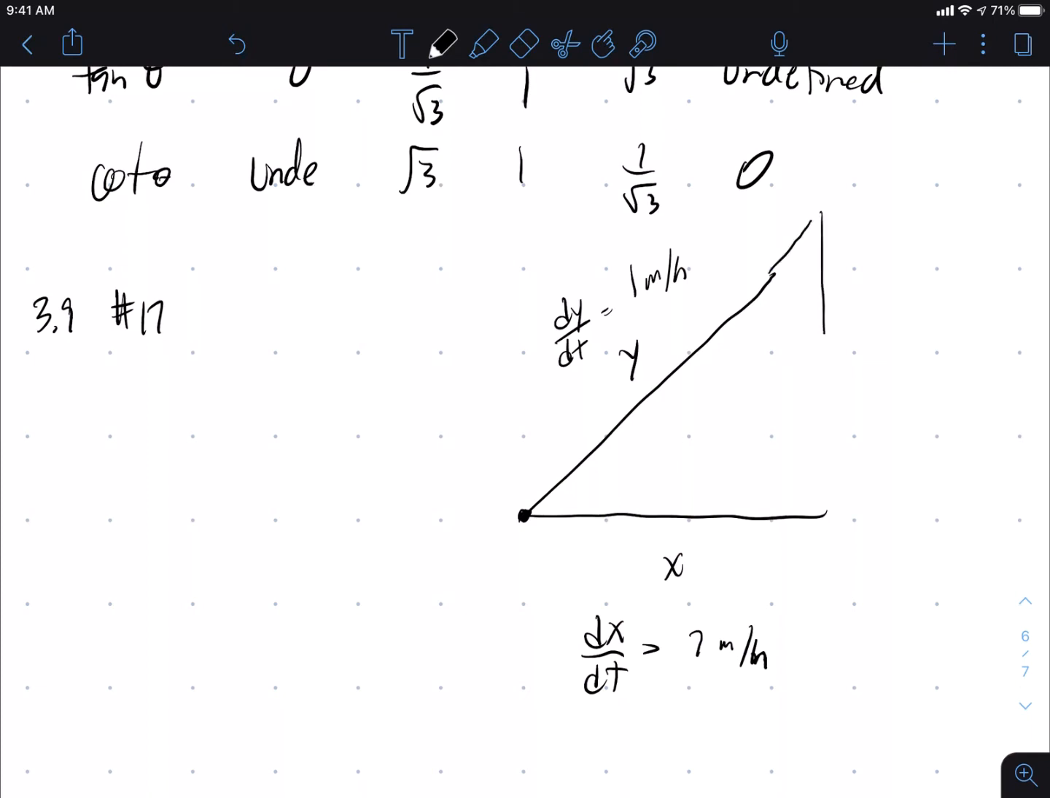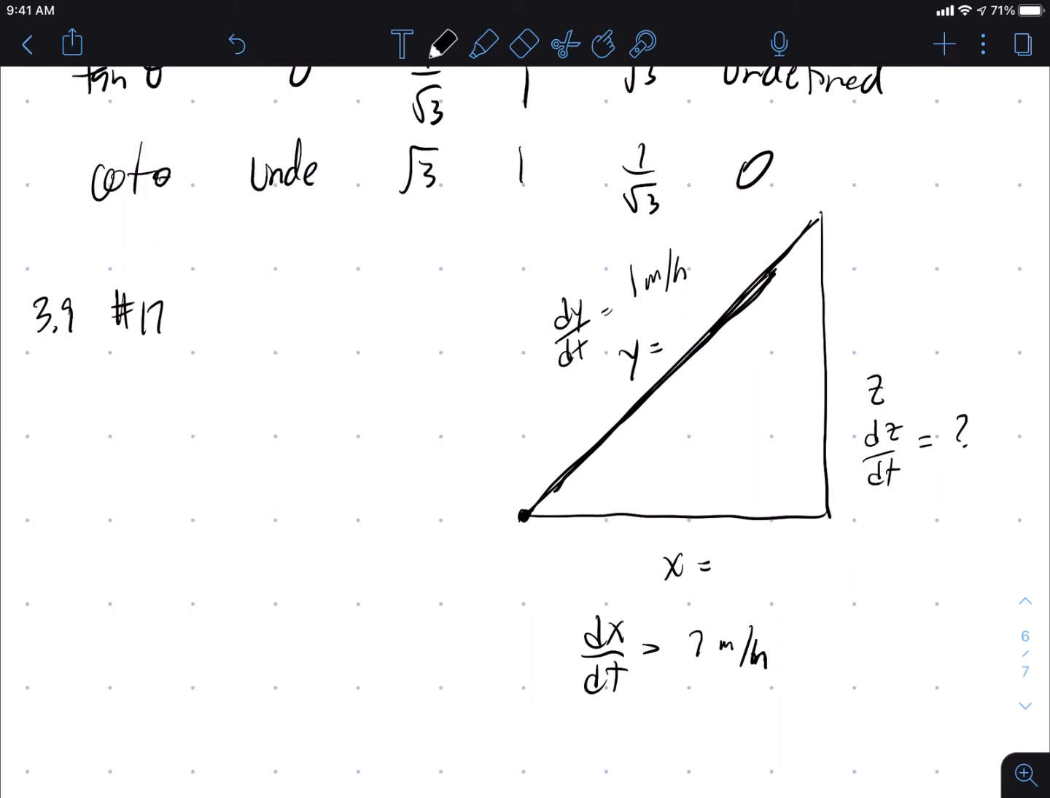So how fast is this? I'll call it Z. Changing in 15 minutes. Okay, no big deal. 15 minutes, we need to think of it in terms of hours because we have our things in terms of hours, correct?